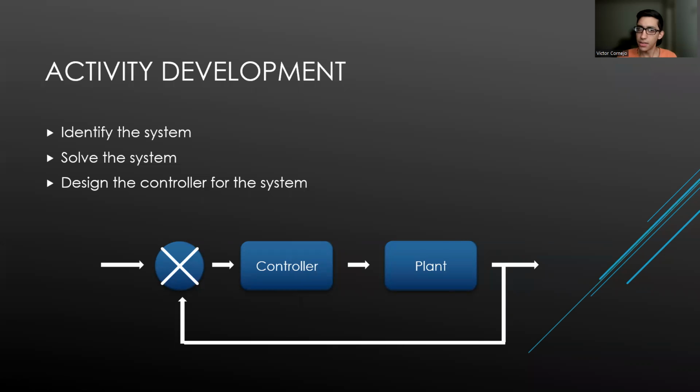Now, the methodology we followed for this system was to first identify the system as a second-order system. This condition was given to us because of the schedule we had, but we first had to identify the system and use the corresponding equations to later solve it. After we solved the system and obtained our transfer function, we designed the controller around that transfer function.